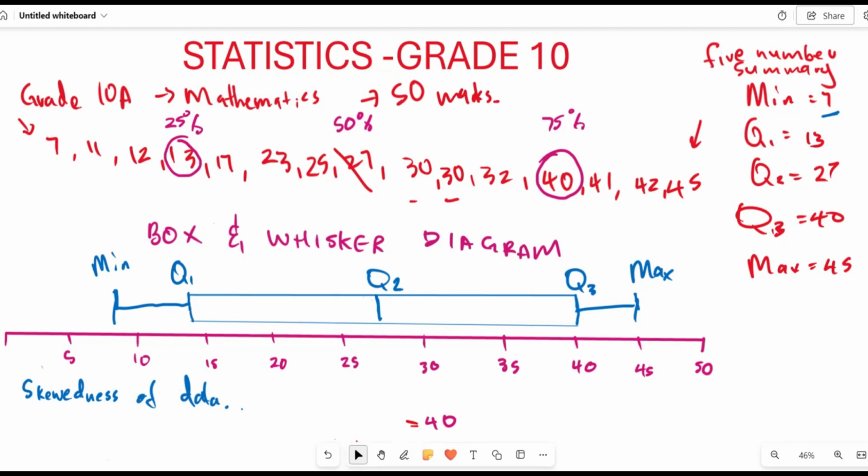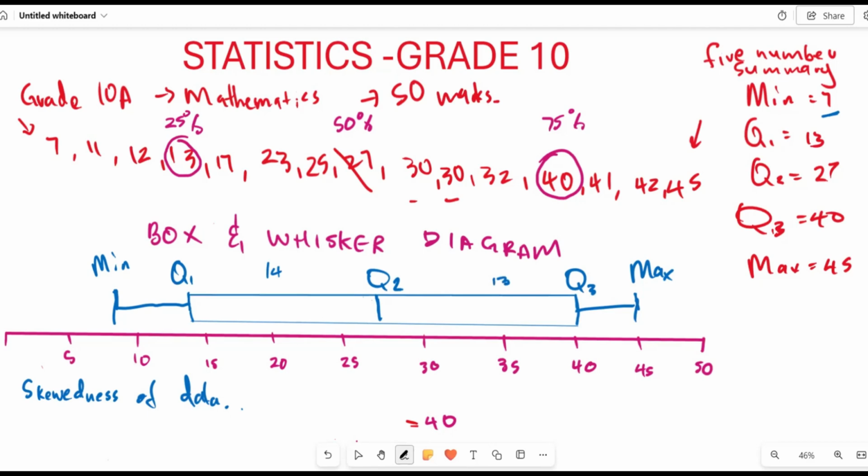So remember your Q2 was 27. So you are saying 27 subtract 13. Here the difference is 14. And after that, the other one is 40. You say 40 subtract 27. When you say 40 subtract 27, what is it that you're going to have here? You are going to have 13.